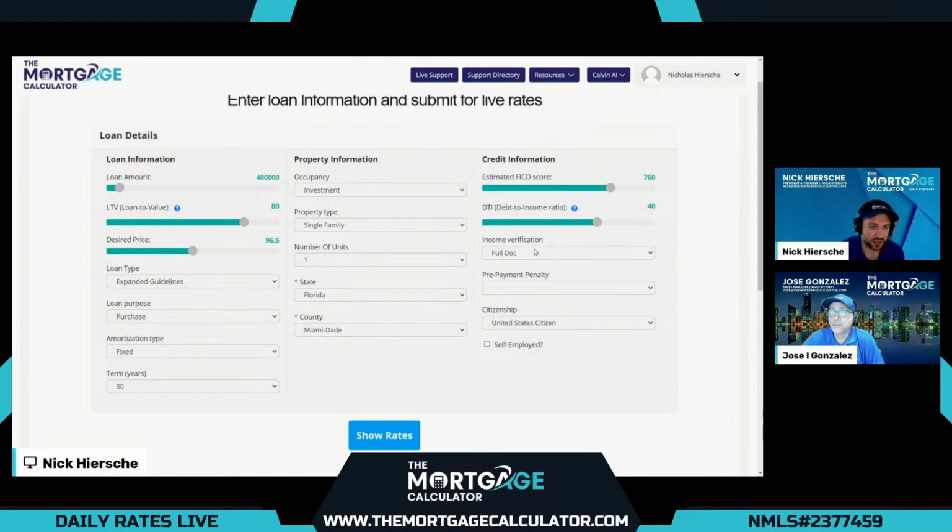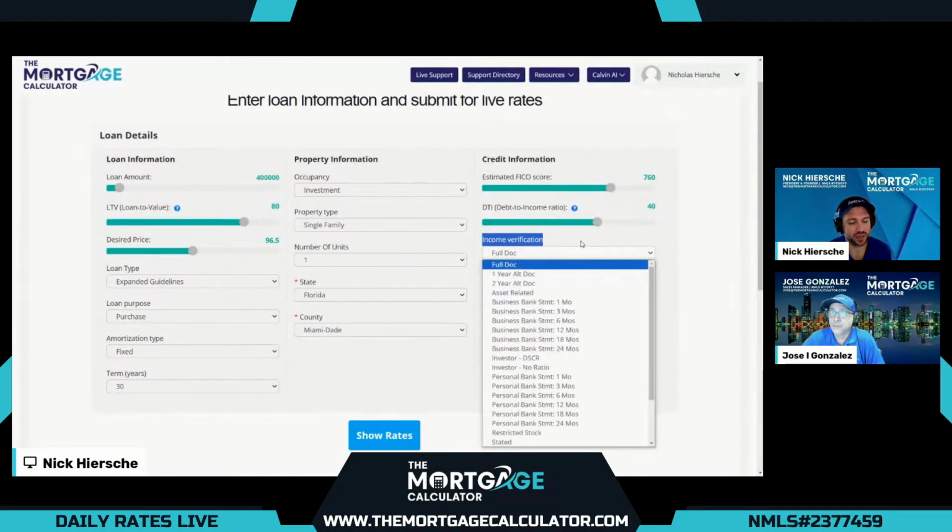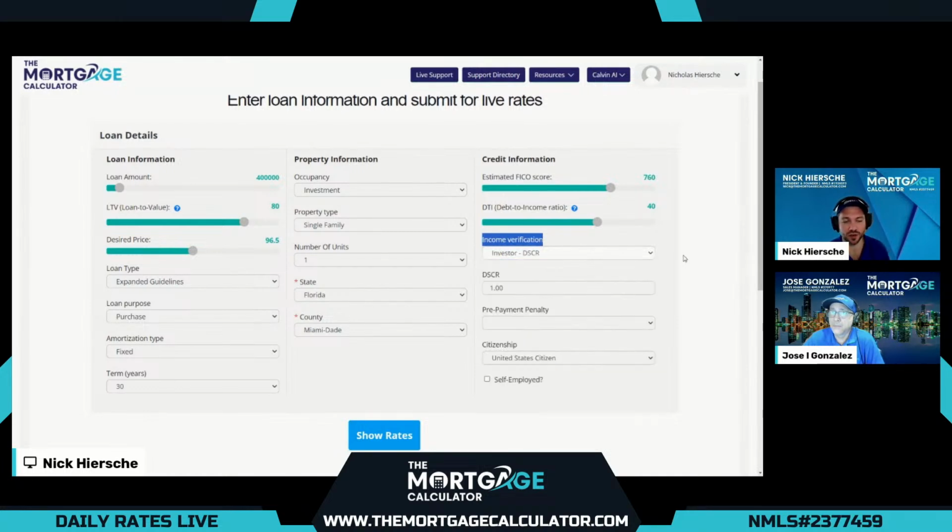And everything will stay the same, but now we have to select our income type. So the most popular income type for investment properties is our DSCR option because it doesn't require any income or employment or documentation from our borrower. We simply use the estimated rental income from the appraisal to determine a DSCR value.